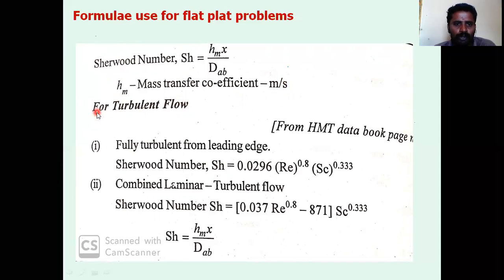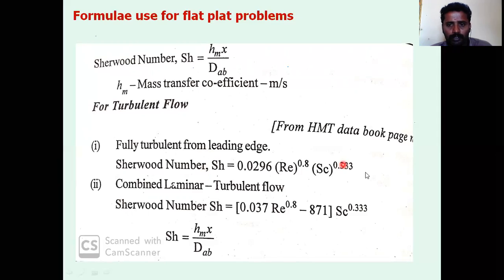Now turbulent flow. What is turbulent flow? When the Reynolds number is greater than 5 into 10 power 5, it is called turbulent flow. In the convection problems, in mass transfer we follow only forced convection types. Why forced convection? Because the velocity is given. For example, one case is fully turbulent from the leading edge.